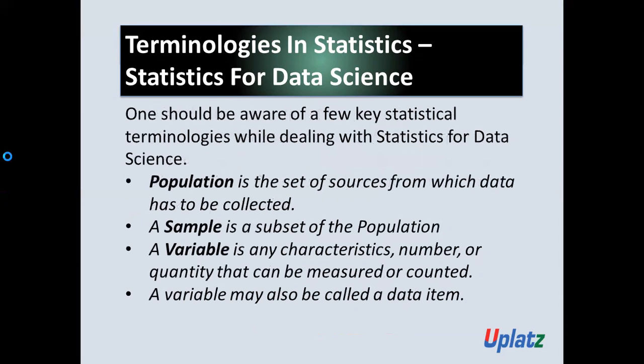So what is a population? Population is a set of sources from which data has to be collected. A sample is a subset of the population. A variable is any characteristic, number, or quantity that can be measured or counted. A variable may also be called a data item.